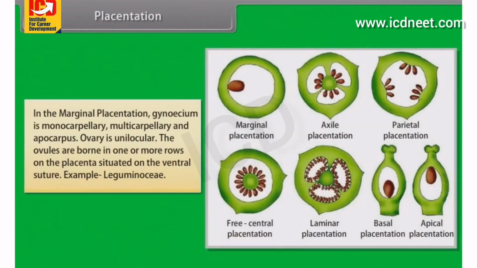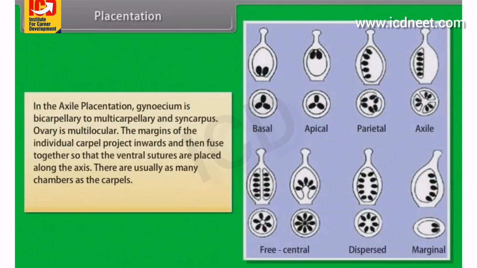In the marginal placentation, Gynoecium is monocarpellary, multicarpellary, and apocarpous. Ovary is unilocular. The ovules are borne in 1 or more rows on the placenta situated on the ventral suture. Example: Leguminosae. In the axial placentation, Gynoecium is bicarpellary to multicarpellary and syncarpous.